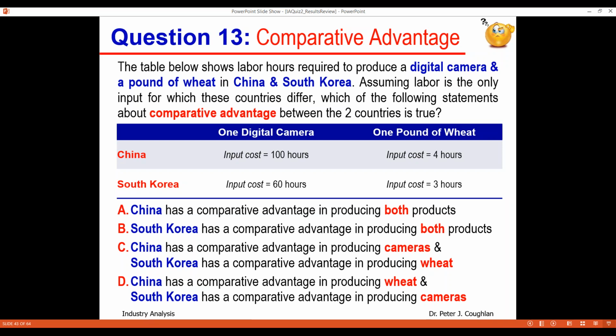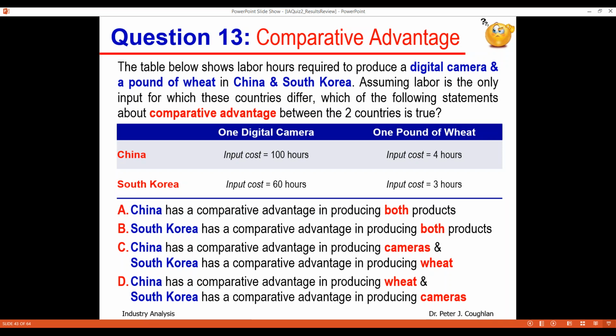Is it that China has a comparative advantage in both products? Is it South Korea has a comparative advantage in both? Or China has a comparative advantage in cameras, South Korea in wheat, or China has an advantage in wheat, South Korea in cameras, right? And what we know is in China, it takes 100 hours of labor to produce one digital camera, whereas in South Korea it only takes 60 hours. In China, it takes 4 hours of labor to produce a pound of wheat, whereas in South Korea it only takes 3 hours, right? So what does this mean for comparative advantage? Who has a comparative advantage in which?